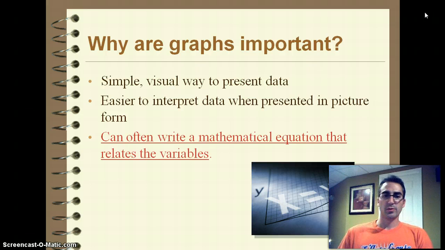And we can also write a mathematical equation to try to summarize the data and to try to put a rule so that we can understand what's going to happen with those two variables in the future.